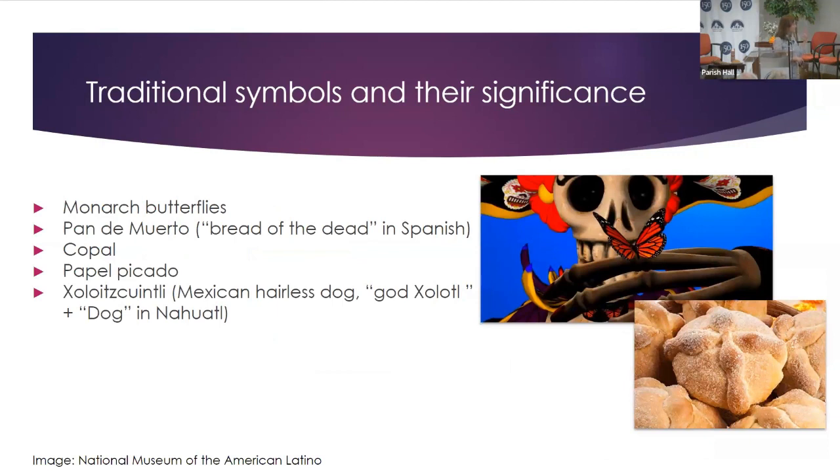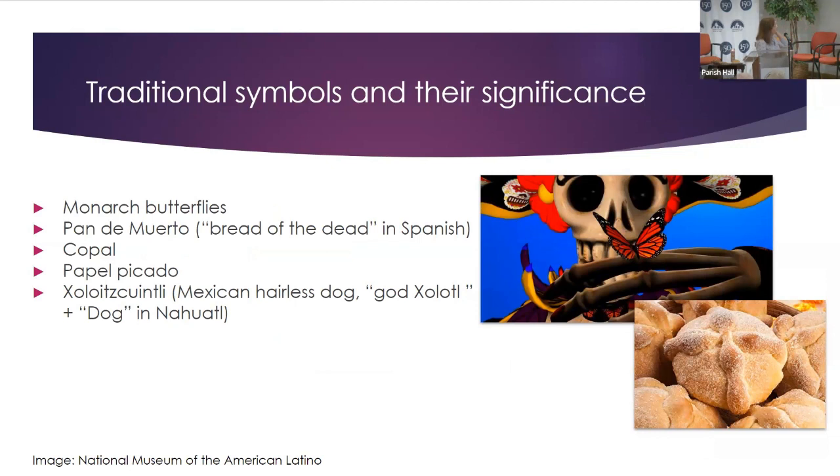So monarcas, or monarch butterflies, and Chris can talk a lot about this. He was just sharing some beautiful stories. They are another symbol. They're thought to guide the spirit, another important symbol. They also are, as you know, the migratory route of the monarch butterfly ends just outside of Mexico City. So there are a lot of monarchs. Pan de Muerto, we've talked about.